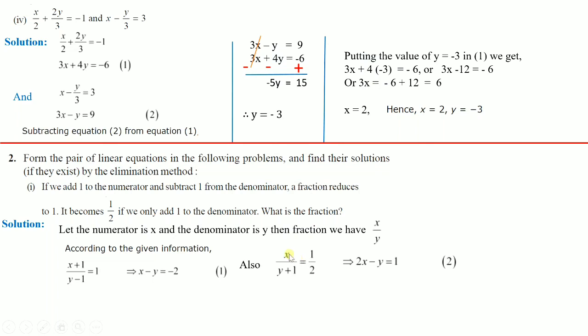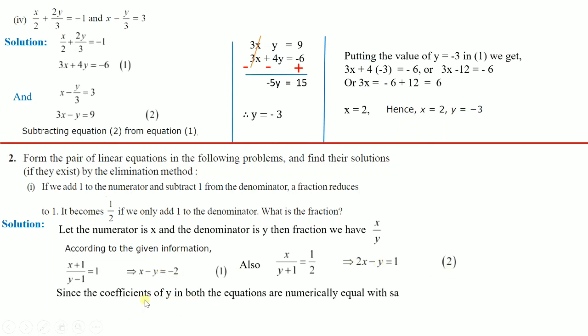Cross multiplication again: 2x equals y plus 1, and then y goes to the left-hand side, so 2x minus y equals plus 1. This is equation number 2. Now here we have x minus y is equal to minus 2. The coefficients of x are different, but look here, minus y and minus y, so we will target the y variable.